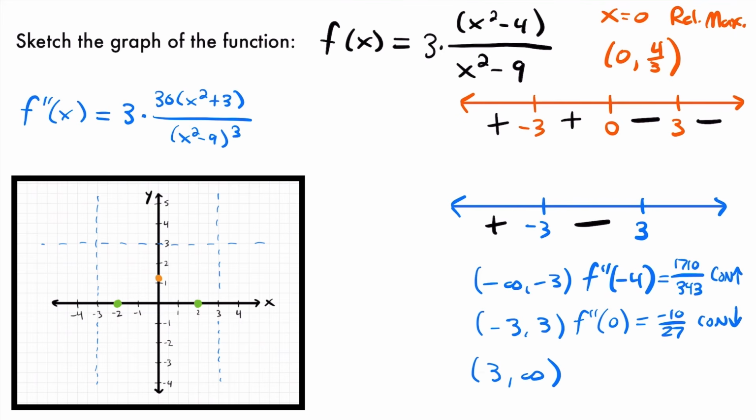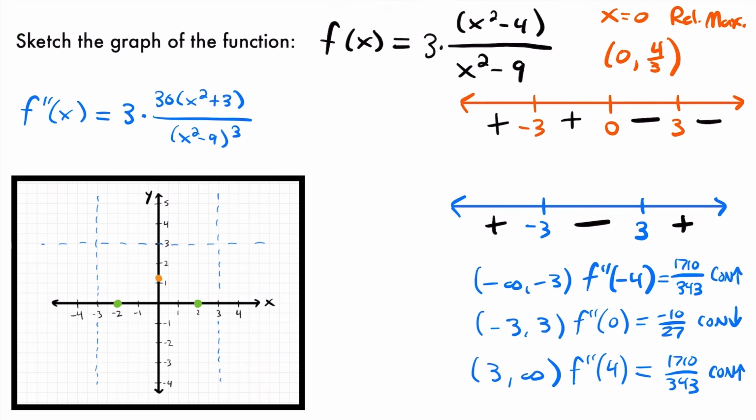And then we'll pick a value for our last interval, and I'm going to choose +4, and we'll plug that into our second derivative. And if you do that, you'll get 1710 divided by 343, and that is a positive value for your second derivative, which means that your function is concave up on that interval. And so I'll draw a plus sign on that interval for our number line as well. And so now with that, we are finally done with determining where our function is concave up and concave down. We are done with the second derivative, and we're done with the first derivative. Now we are ready to sketch the graph of our original function.